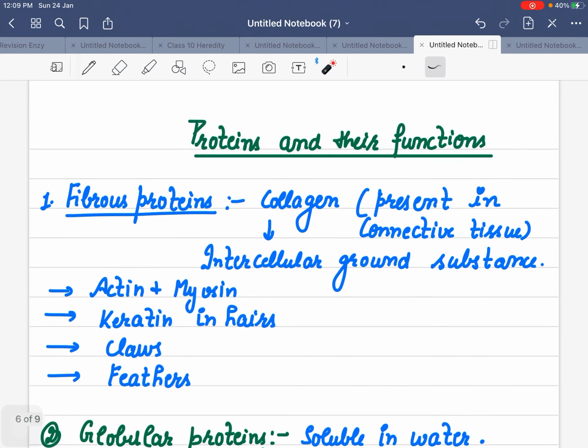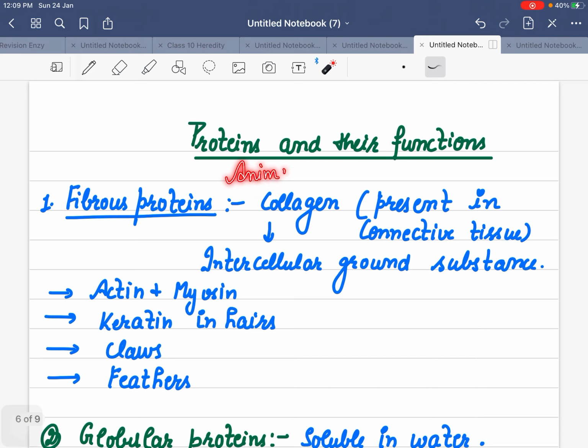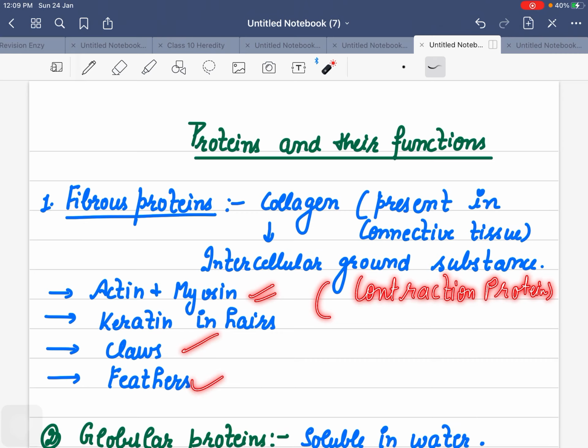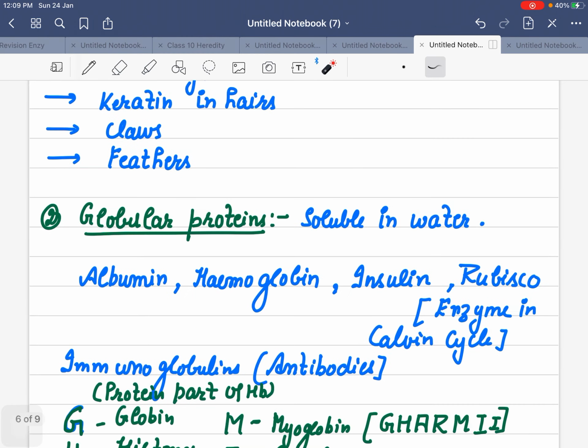Fibrous, if you recall your chapter on animal tissues, we said there is a substance matrix, intercellular ground substance. It is made up of a protein known as collagen, and it has white fibers, yellow fibers. So this is our fibrous protein. Actin and myosin, contraction proteins which help in muscle contraction. Keratin in hairs, claws, feathers, these all are examples of fibrous proteins.